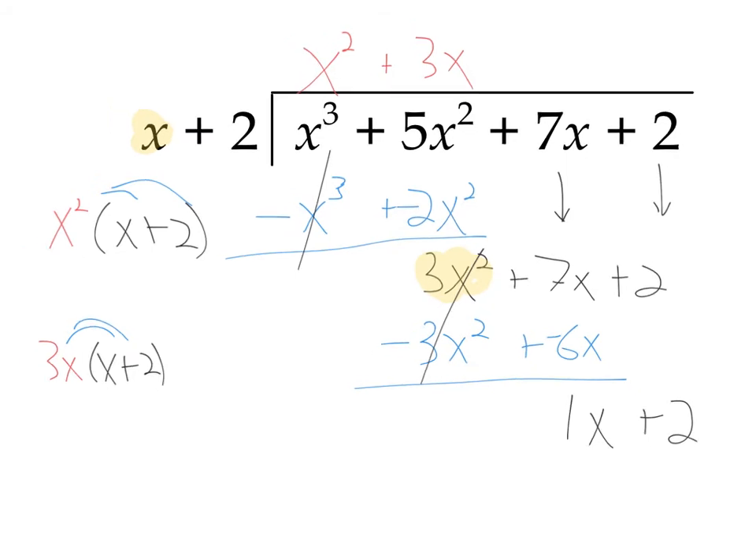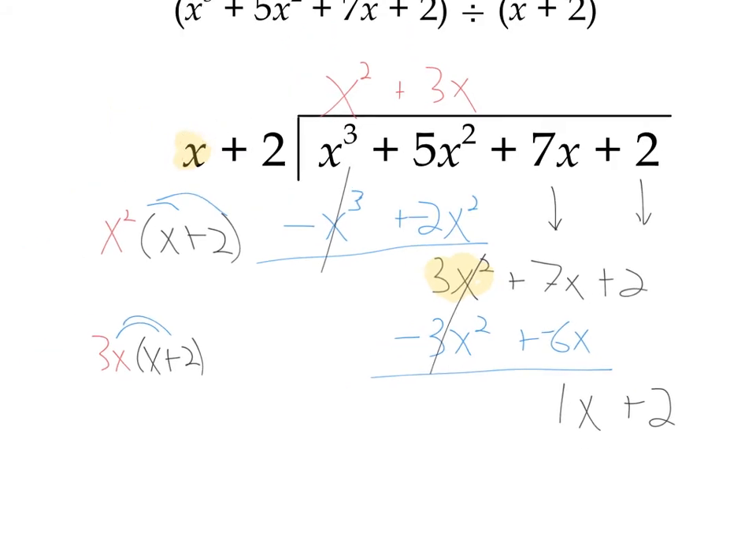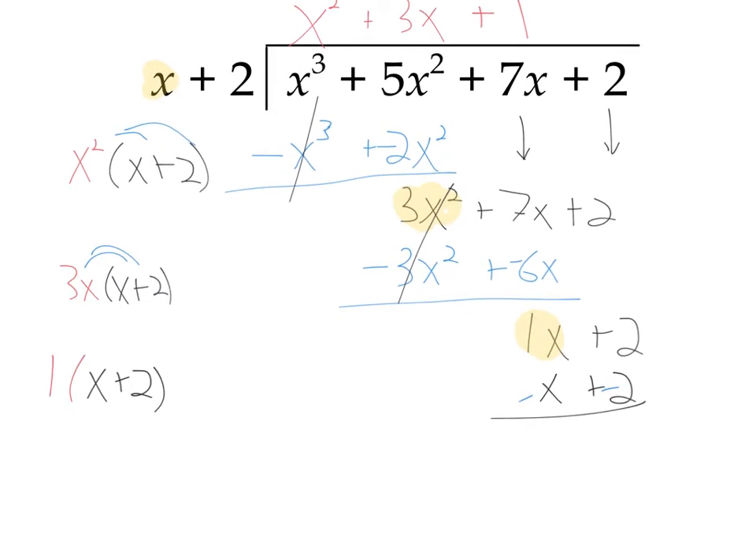Well, now I do the same thing. How do I turn my first term of x into a 1x? What do I multiply to turn an x into an x? Well, I really don't need to multiply by anything, right? So I'm technically just multiplying by a 1. So then I'll take that 1, and off to the side, I'll multiply that into my divisor, which was x plus 2. We get x plus 2 after we do that distribution. We're doing subtraction, so I have to use the opposites. Everything cancels, which means we have a remainder of 0.